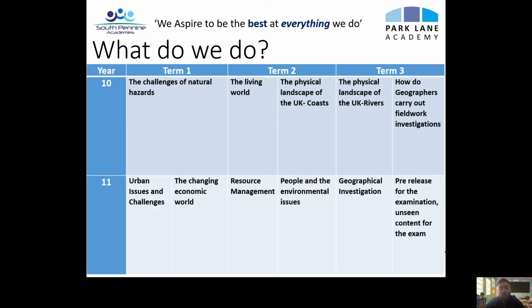So that's what we're currently doing within Year 10 and 11. It will change next year, so I'm going to show you what that will look like on the next slide as well. Currently, in terms 1, 2 and 3, you can see there are different topics within the subject. For term 1, we've got the challenges of natural hazards in Year 10, the living world for term 2, the physical landscape of the UK, so we'll look at coastal areas. Then in term 3, we'll move on to the physical landscape of the UK rivers. And then finally, we finish off Year 10 with how geographers carry out fieldwork investigations.